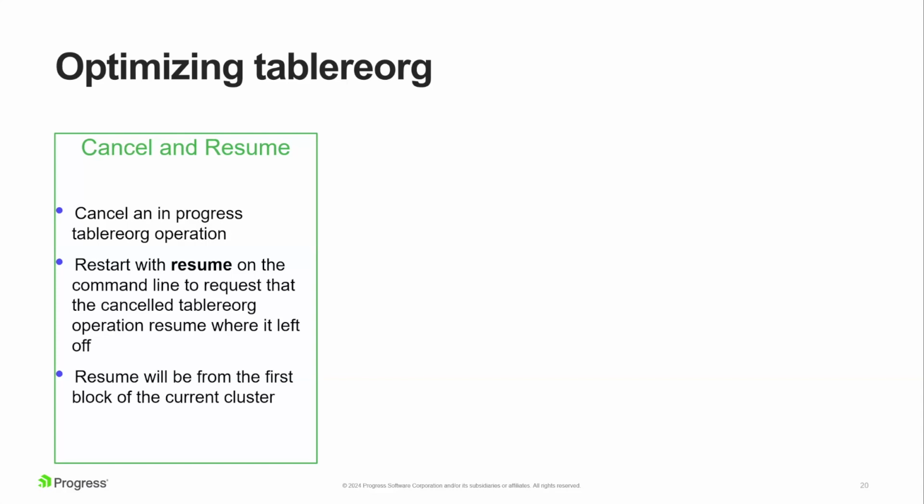The first is cancel and resume support. What that means is, if I started my table reorg operation and it's underway, and I decide I need to interrupt it to do something else, when I cancel that operation in progress, it will leave a marker to show how far we've proceeded. And then we can restart it with resume on the command line. And that'll request that the canceled table reorg will resume where it left off. And it's not really exactly where it left off. Basically, it's going to back up to the first block of the current cluster that it left off in.